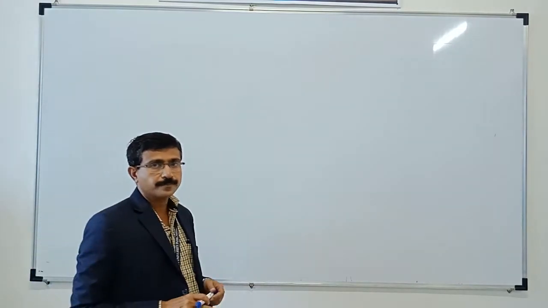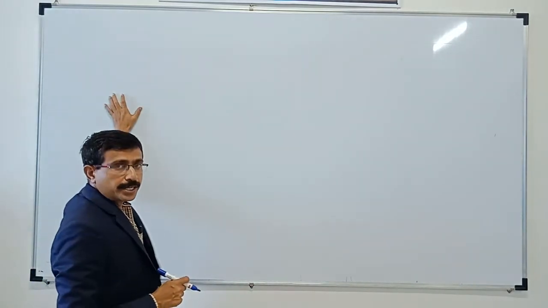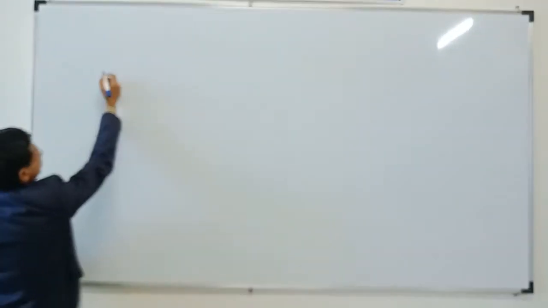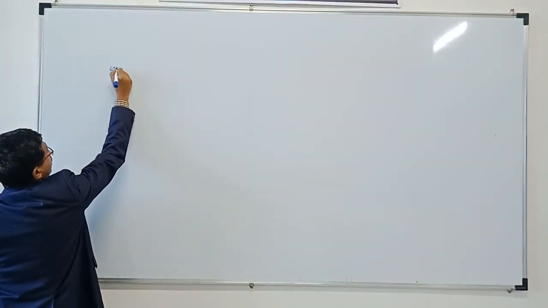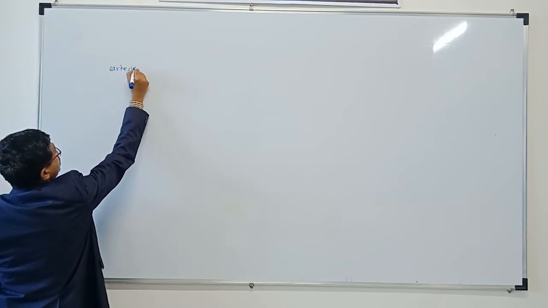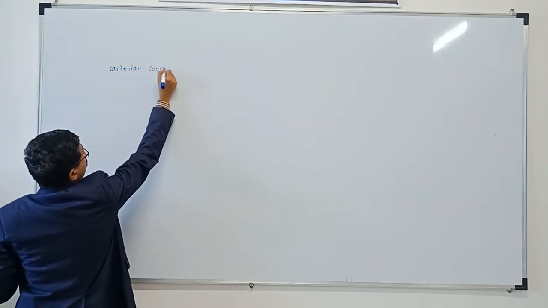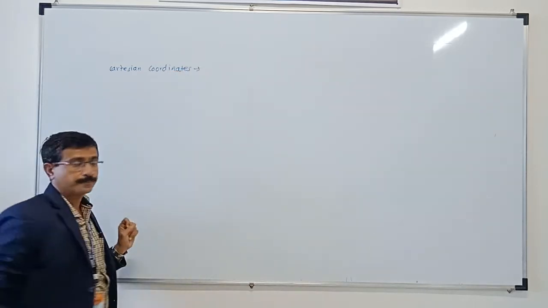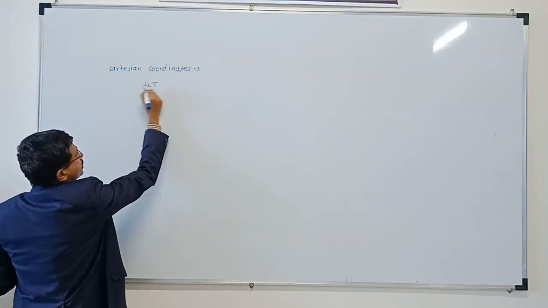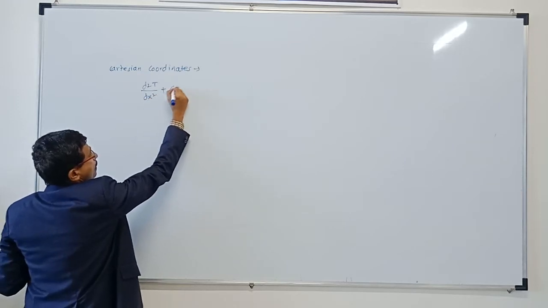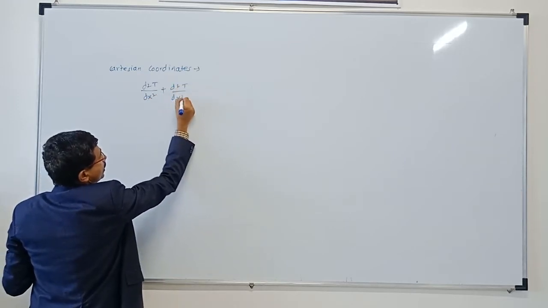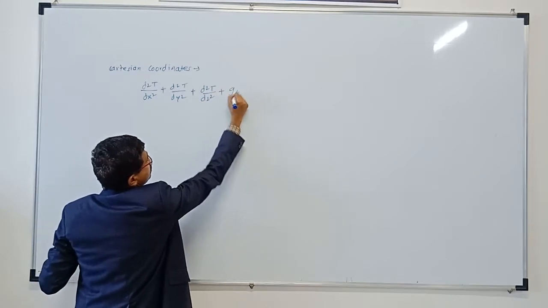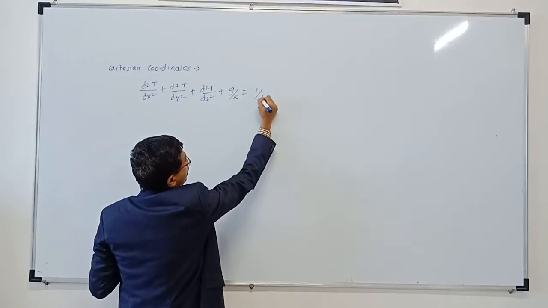Good morning friends. In this lecture, we have seen the heat conduction equation with heat generation in Cartesian coordinates in the previous lecture. What is that equation? The general heat conduction equation is d square T by dx square plus d square T by dy square plus d square T by dz square plus q generation by k is equal to 1 by alpha dT by dt.